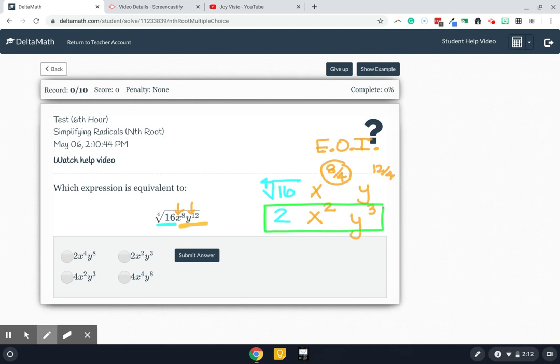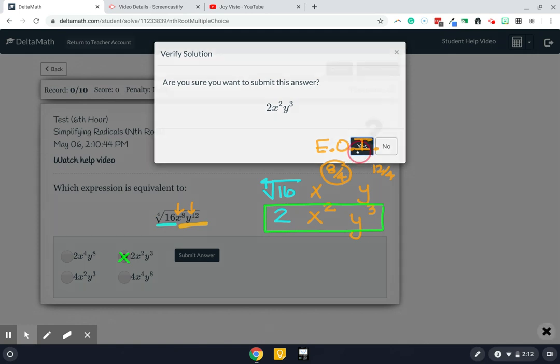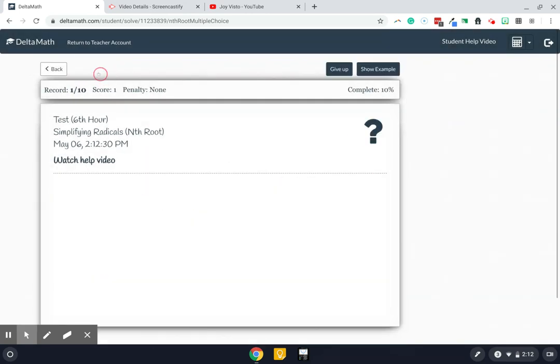So that's my final answer. Now my job is to figure out which one do I want out of here. Well, when I look at it, I see that choice right there. I come over here, I submit my answer, and I feel like a math star.